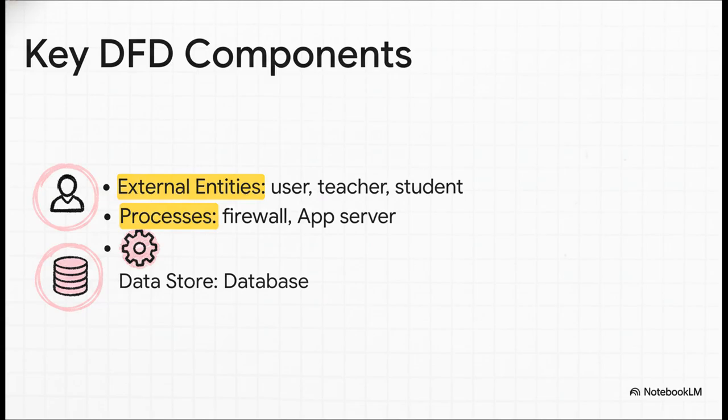Okay, so let's get specific about these components, because you need to know what they represent. First, we have external entities. These are the external people or systems that interact with our system, like the user, the teacher and the student. Then you have processes. These are the things that do processing on the data they work with. Here they are the firewall and the app server. After that, we have the data store. This is the place where the data is stored. In our case here it is the database. And finally, the arrows you see are the data flows. These are the paths the data travels along, like the incoming HTTP request and the outgoing response.